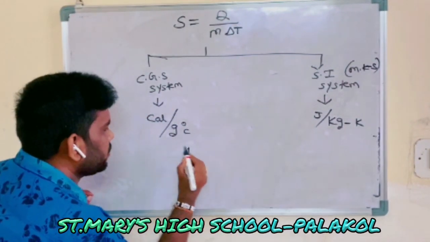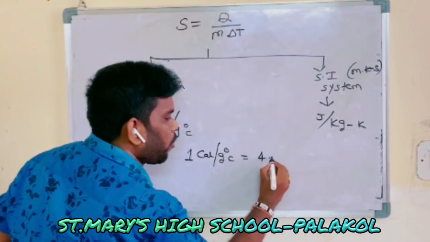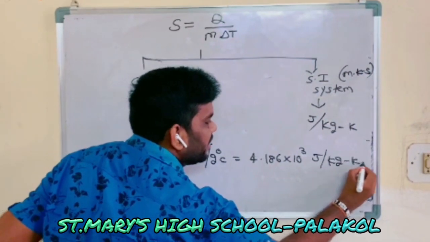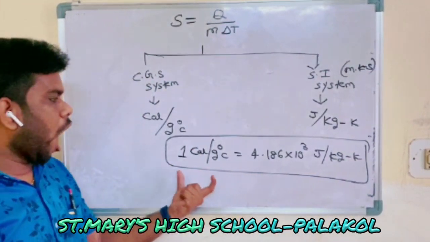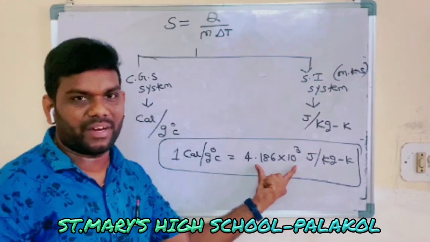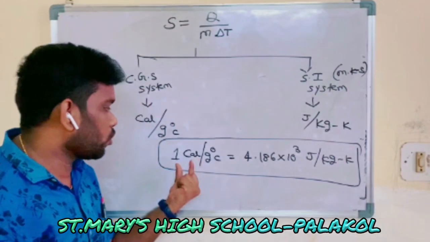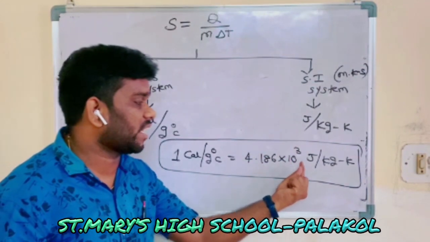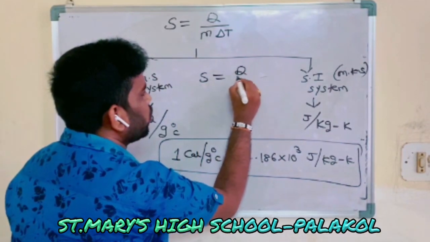What is the conversion factor? Okay, let us start. 1 calorie per gram degree Celsius is equal to 4.186 into 10 to the power 3 joule per kg Kelvin. It is very important. To convert from the CGS system into the SI system, we should apply this number.